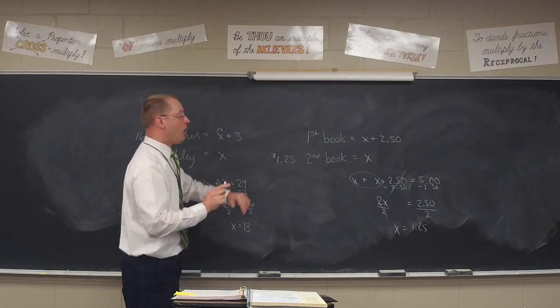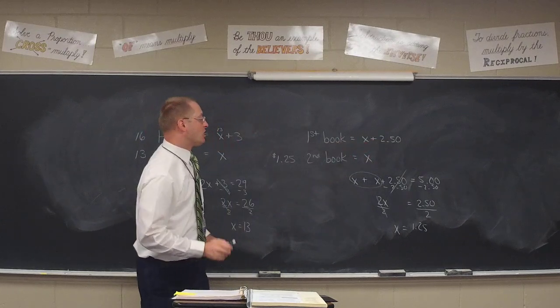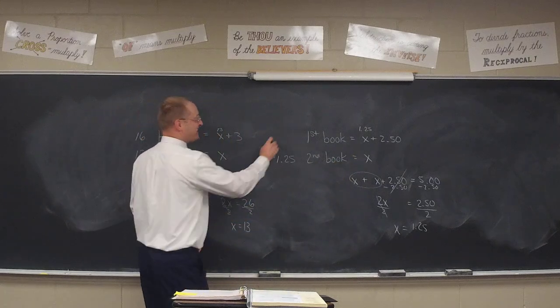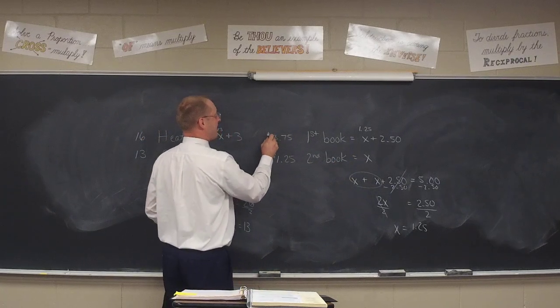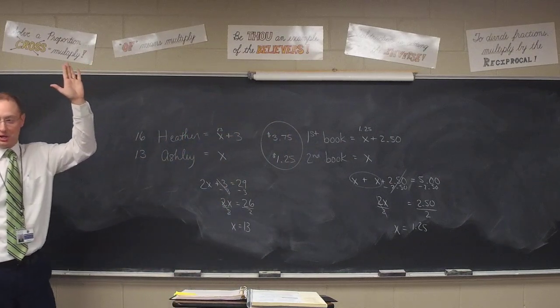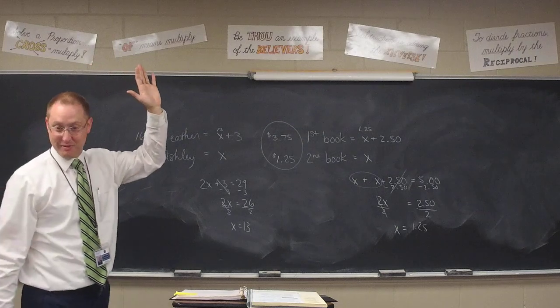The second book cost $1.25. Don't forget your dollar sign. The first book cost $2.50 more than that. So if we add $1.25 plus $2.50, Griffin, $3.75. There we go, $3.75, and there's our 2 amounts. How many had those 2 amounts for the 2 books on problem 5?